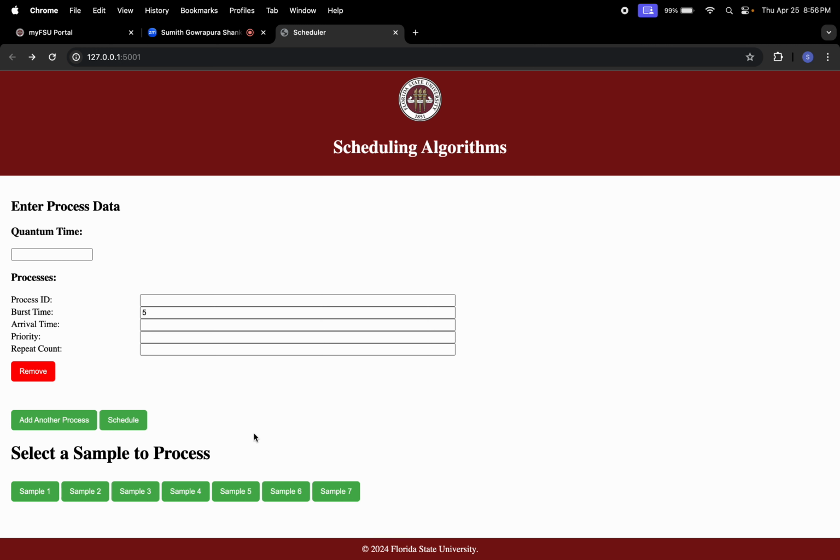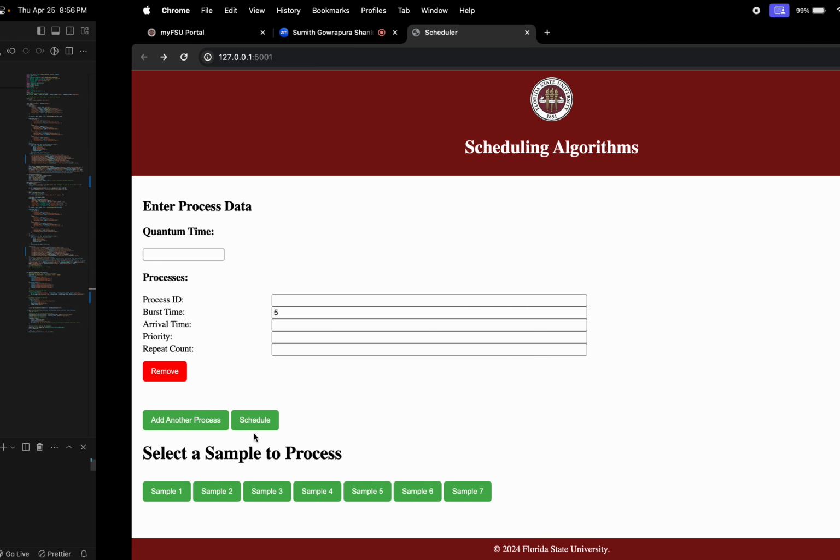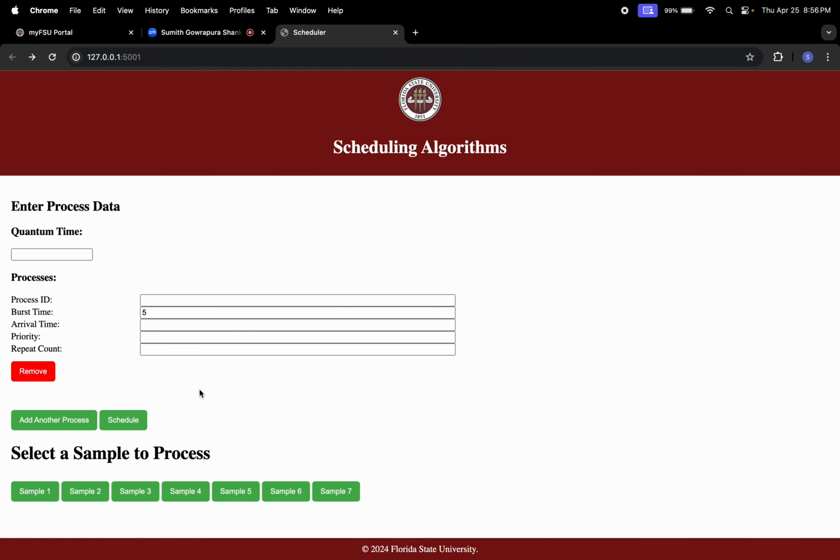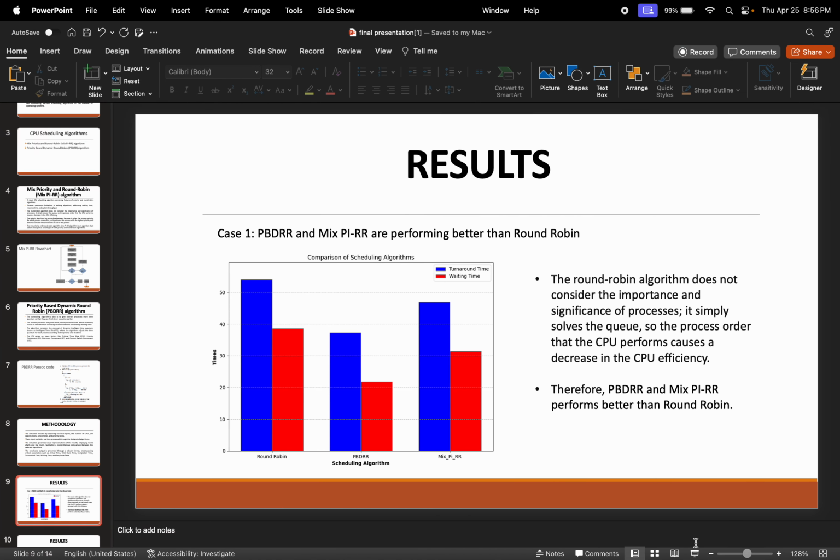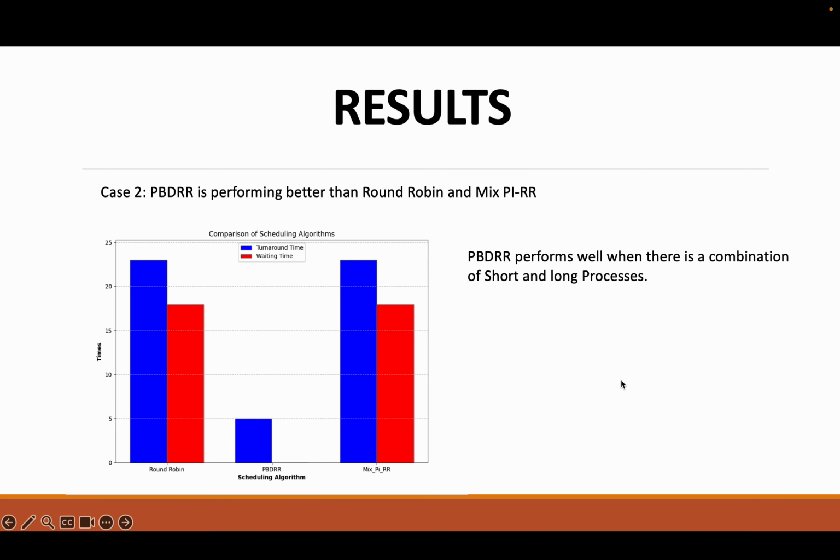When we compared our results after implementing the algorithms with the results mentioned in the paper, we were able to reach around 90% accuracy, which makes PBDRR one of the best results. So these are some of the charts that we have taken from our application.